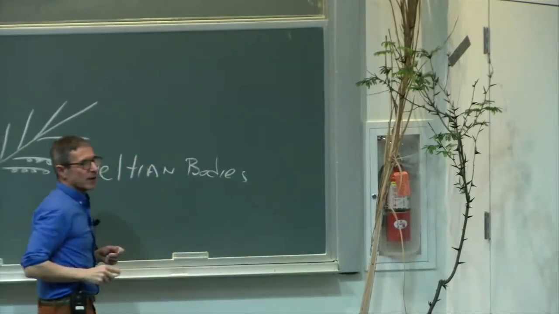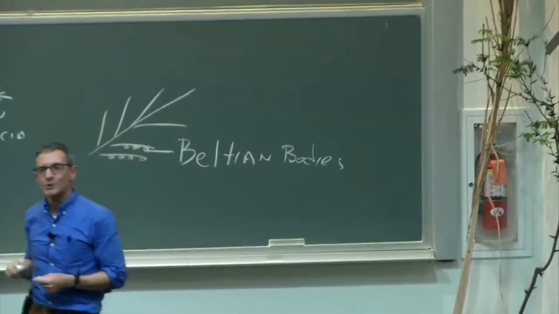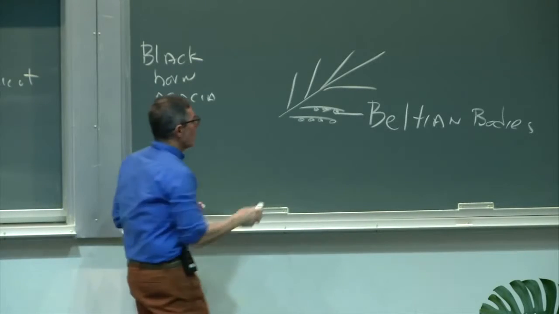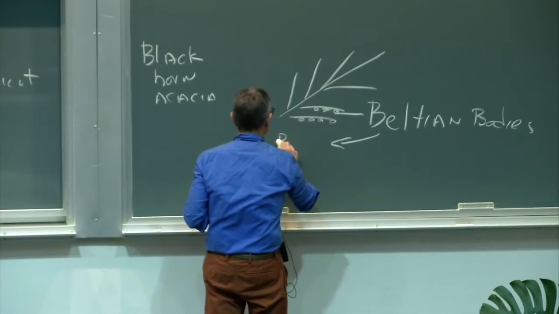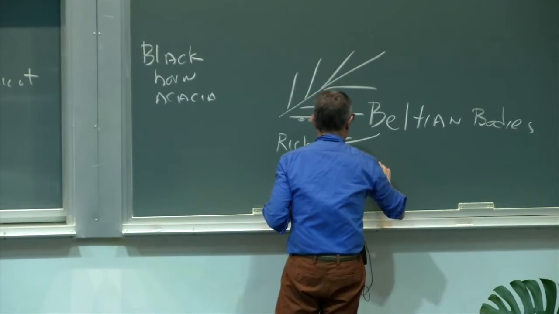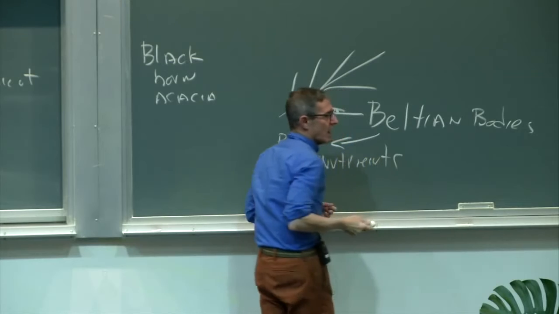And again, you don't have to write this down. This is kind of for your own satisfaction, information, and wonder. Beltian bodies, and they are rich in nutrients. And let me tell you the story now which happens.